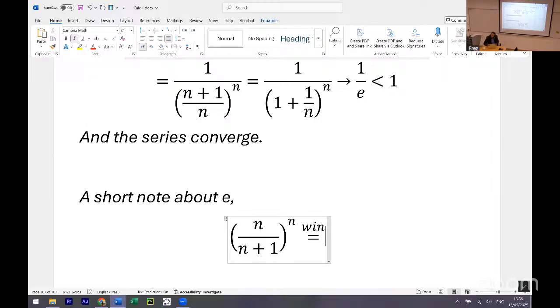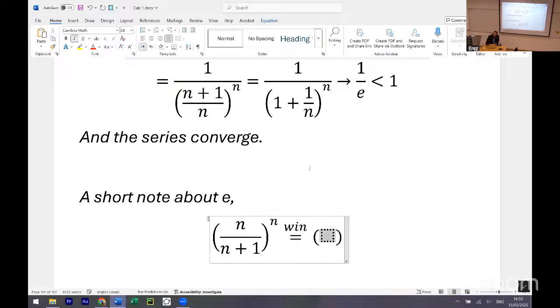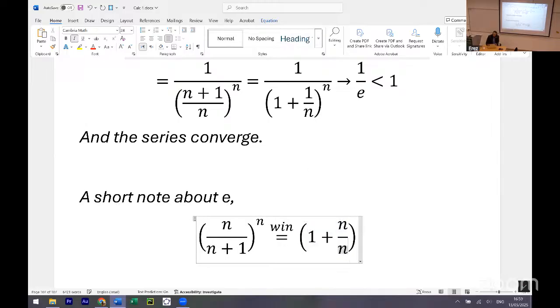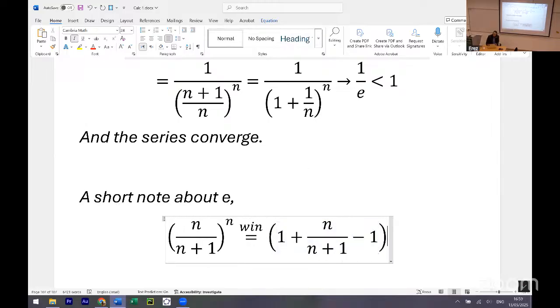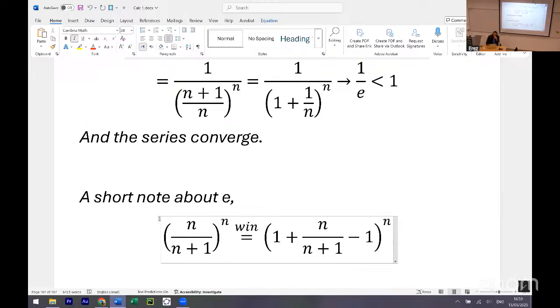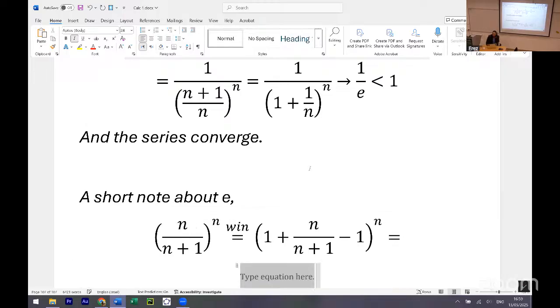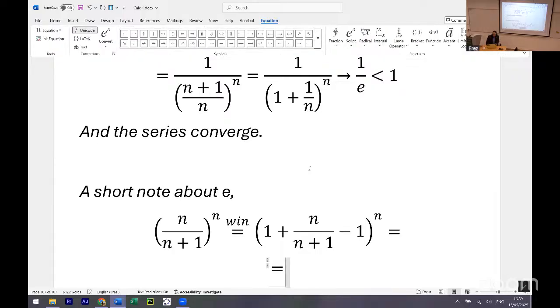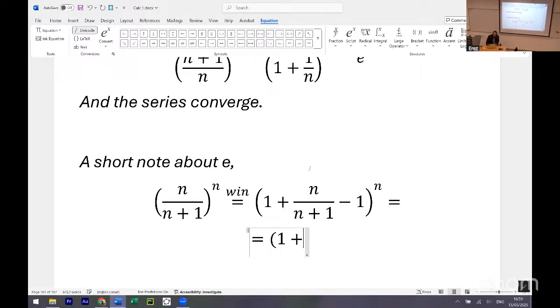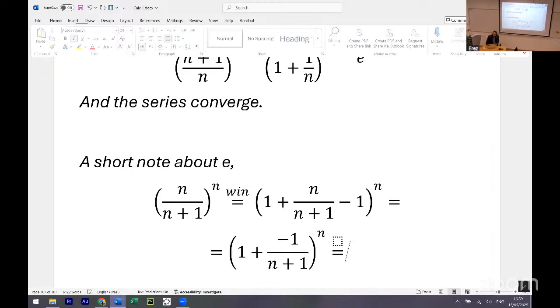So I am rewriting it. What is the basic thing? We need 1 plus something, right? Because it's 1 plus n to the power of 1 over n. So it's 1 plus n over n plus 1 minus 1, to the power of n. Agreed? Now I'm simplifying it, sorry. What is n minus n? And so it's minus 1 over n plus 1, to the power of n. Agreed? Now again, I'm rewriting it.